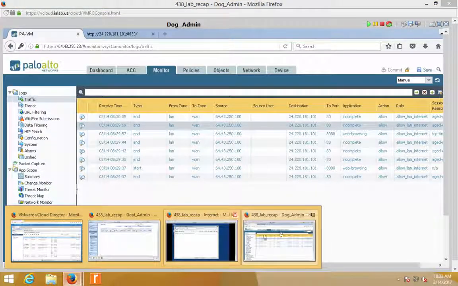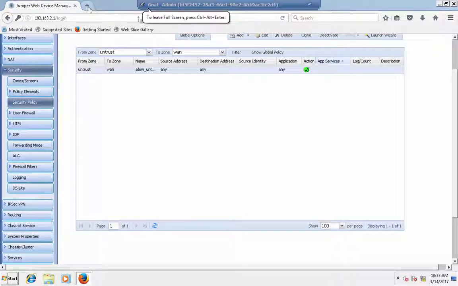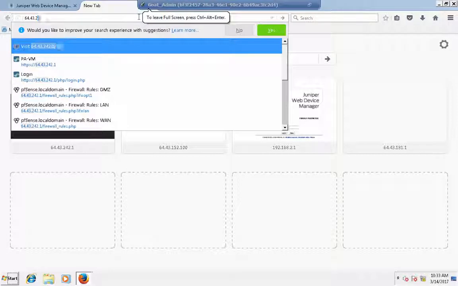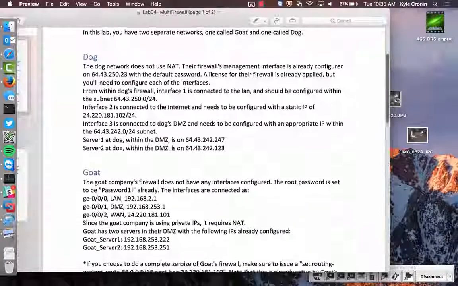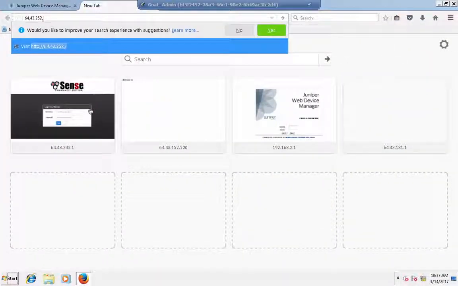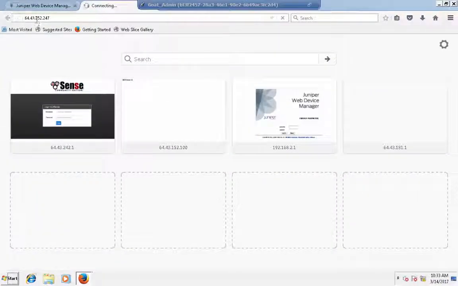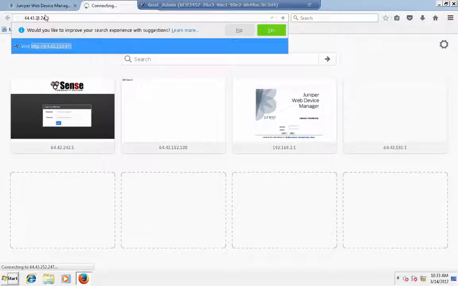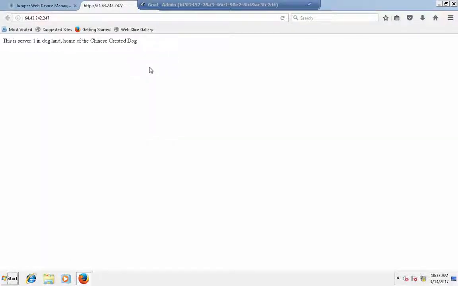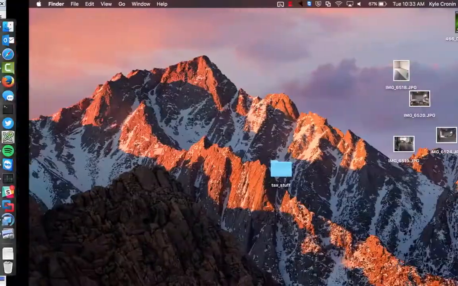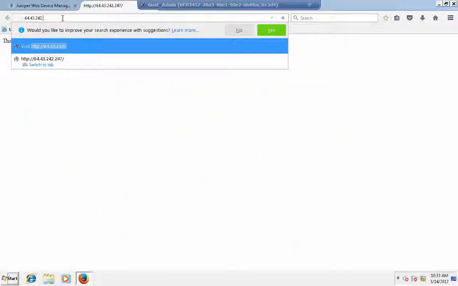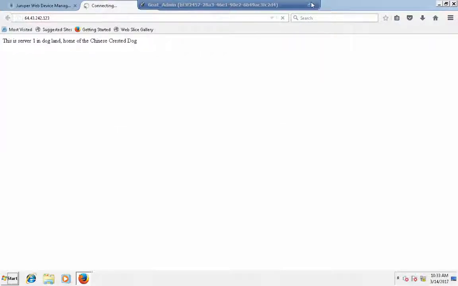I suppose the last thing we need to check then is, can the goat get over to the dog now? What should be 64.43.252.247 and 123. No. Yes. 247. Yeah, 242, 247. 242. Oh, yeah, that's super not going to work. So there's that one. That one worked. And the other one was 123. Should that one work? No.